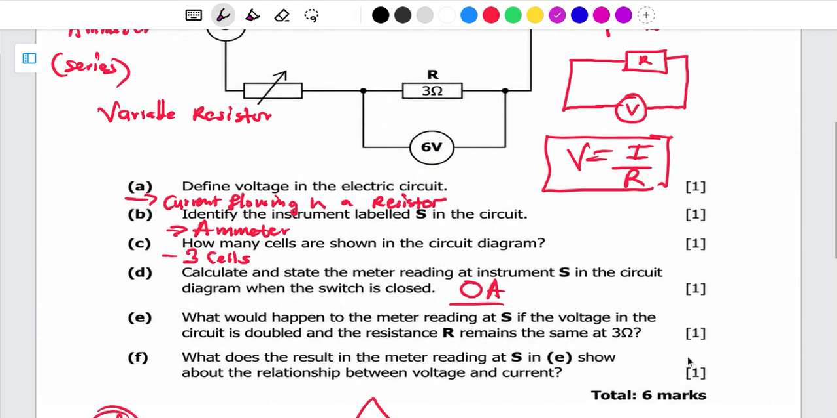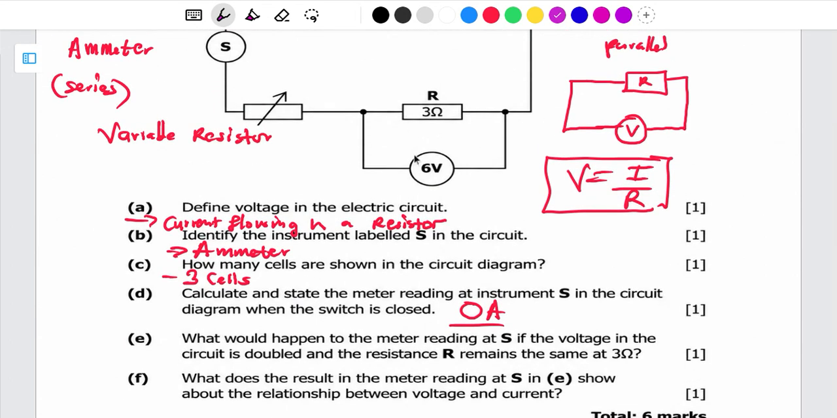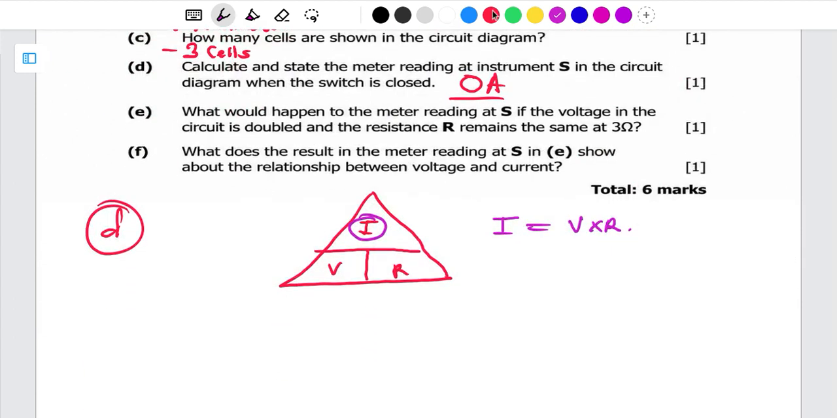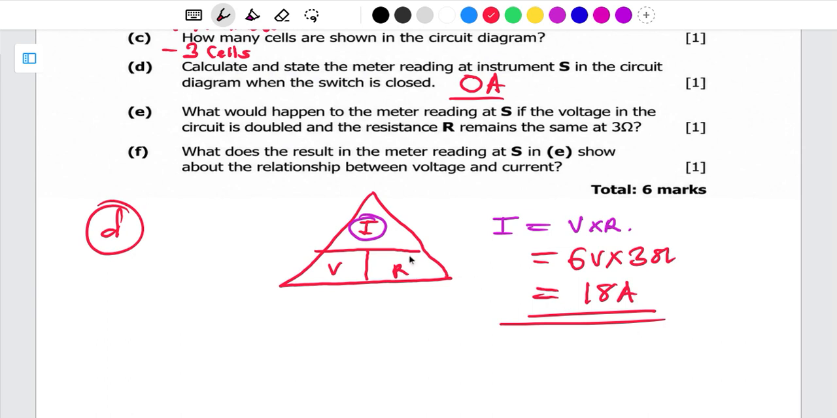So in this diagram we have been given resistance which is 3 ohms. We also have the voltage which is 6 volts. So we have the voltage which is 6 volts, and the resistance which is 3 ohms. When I multiply, I'm going to get 18 amps. So this is our final answer for D.